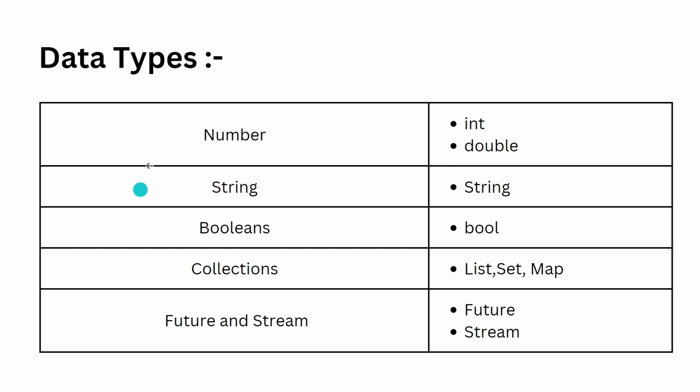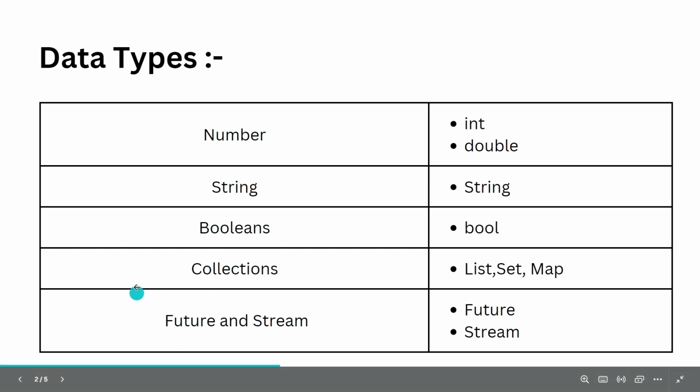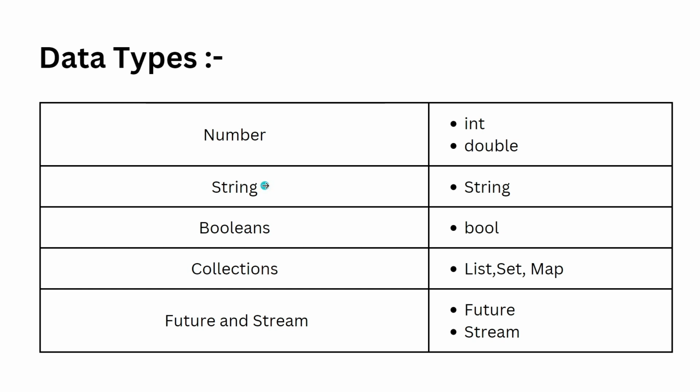Basically, there are these five data types that are essential while learning Dart. The first one is the number data type, where the number can be stored in int or double. Then the string, where the value can be stored in a string data type. Then booleans to store true or false values, for which we can use bool. Then collections to store multiple values inside a single data type. Inside that there are list, set, and map.